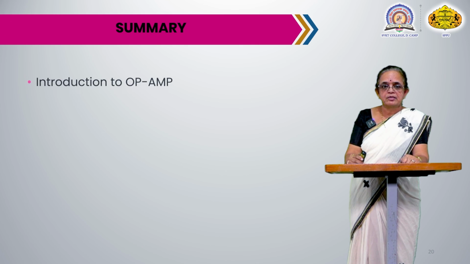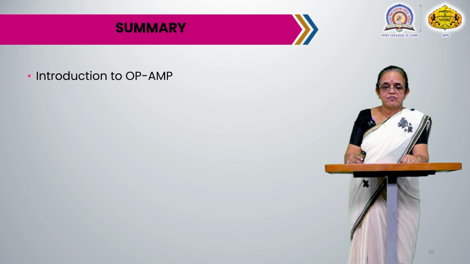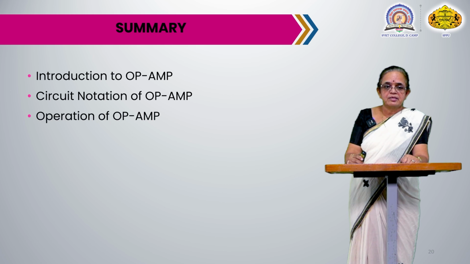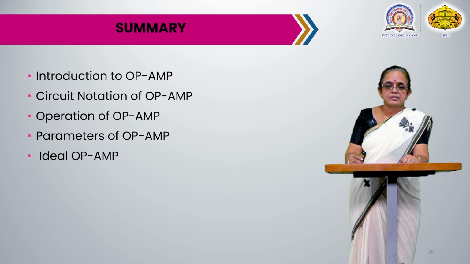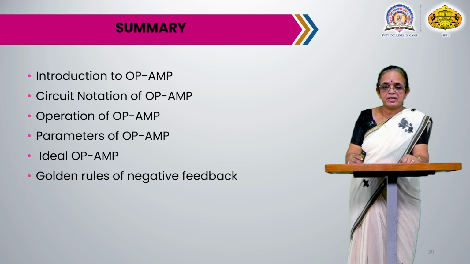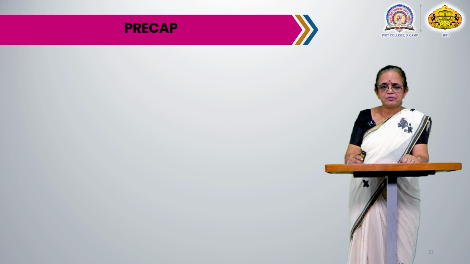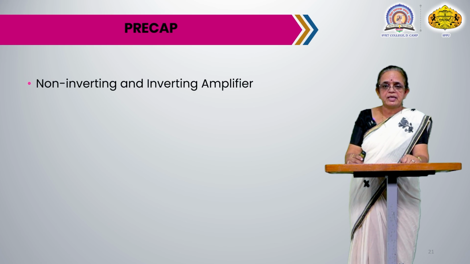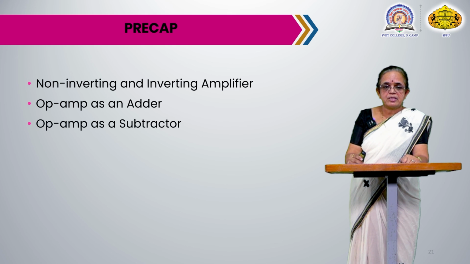In this lecture, we have seen what an op-amp is, why an op-amp is required, the circuit notation of the operational amplifier, its operation, parameters of the operational amplifier, the ideal op-amp and its properties, then golden rules for negative feedback, and the concept of virtual ground. In the next lecture, we'll see the op-amp as a non-inverting and inverting amplifier, and applications of the op-amp as an adder and as a subtractor.